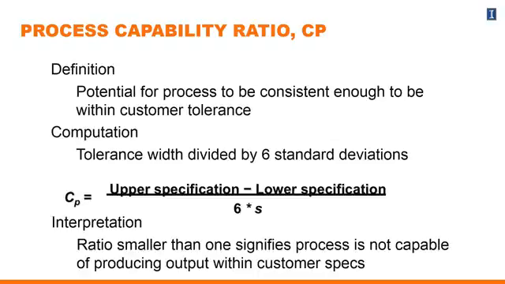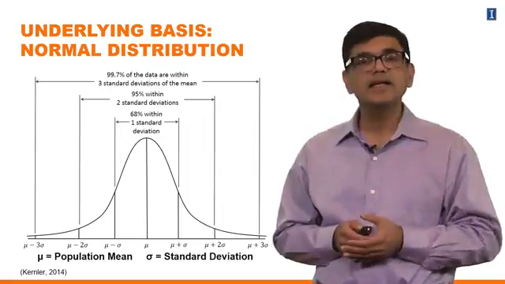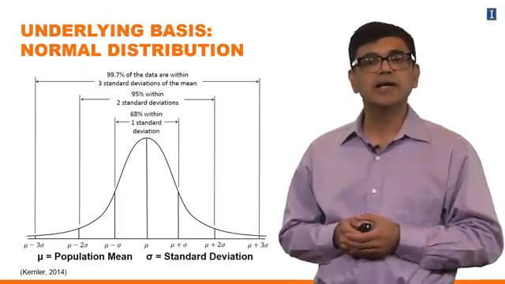How do you interpret what you get from this ratio? You are looking for essentially a ratio that's greater than 1. Less than 1 indicates that the process is not capable of delivering to customer specifications. A ratio of 1 says that it's just capable, and greater than 1 says that it's better than being capable. So the higher this ratio, the better it is in terms of serving customer expectations, in terms of keeping customers happy.